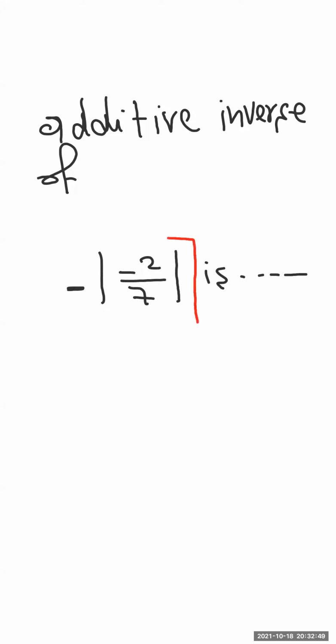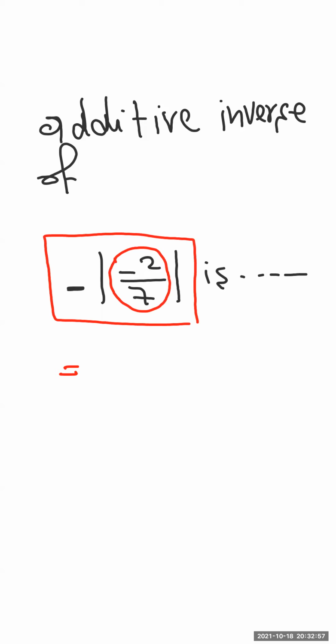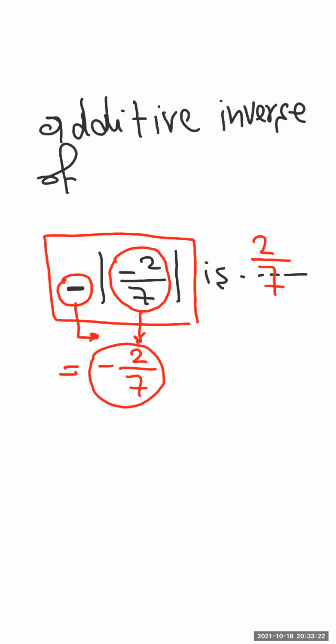Here, this number first will equal what? We said that the absolute value of negative 2 over 7 will be 2 over 7. But there is a negative outside the absolute value. So the number from the absolute value will be positive 2 over 7, but there is a negative here, so negative 2/7. So the additive inverse of this number will be 2/7, just by changing the sign.